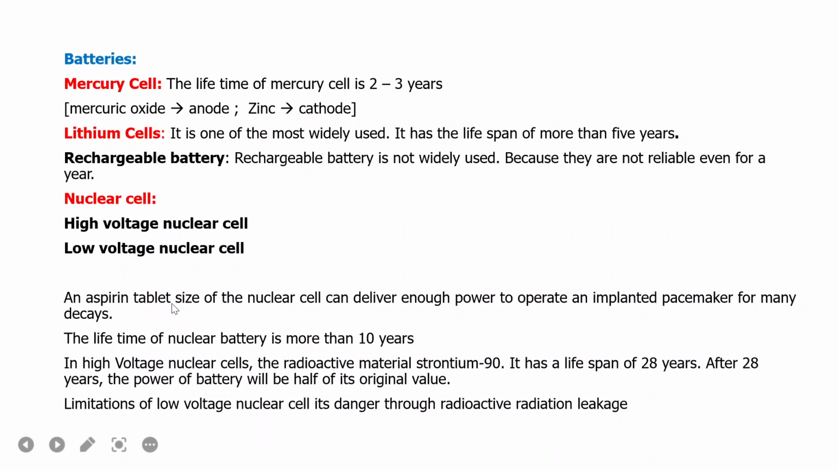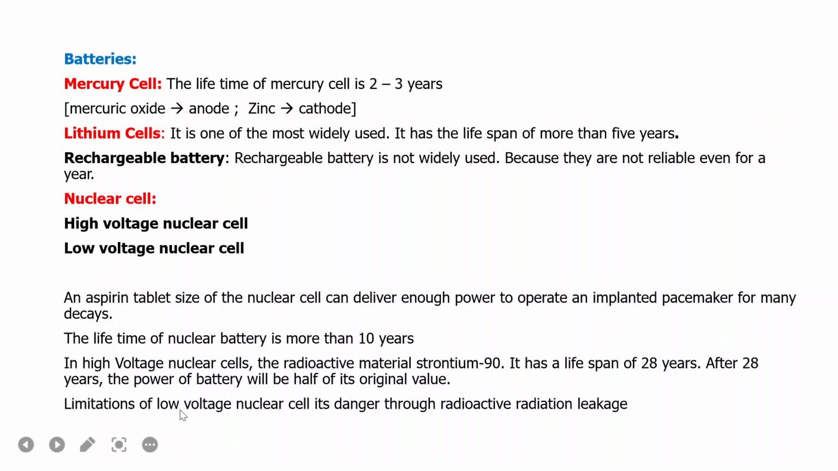The nuclear cells are in a tablet shape. They can be operated in implanted pacemakers and work well with implanted cells, and they can operate for more than decades. The lifespan of the nuclear battery is more than 10 years. For example, in high voltage nuclear cells, radioactive materials such as strontium 90 are used. It has a lifespan of 28 years. After 28 years, only half of the power will be reduced.